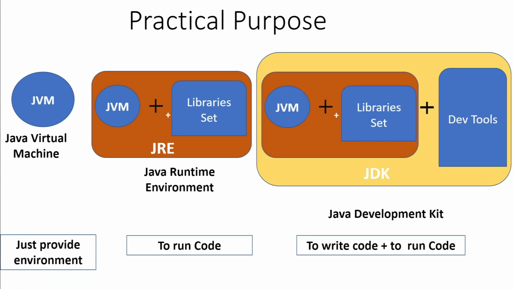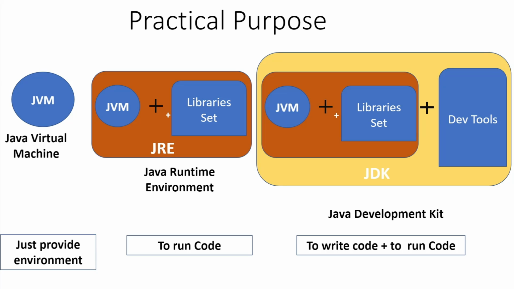At the end, let's understand the practical purpose of JVM, JRE, and JDK. Now, the JVM just provides the environment for code execution. When the JVM tries to run the code, it requires some libraries that are present in JRE. So JRE gives you the runtime environment to run the code. Without a JRE, you cannot run Java code.